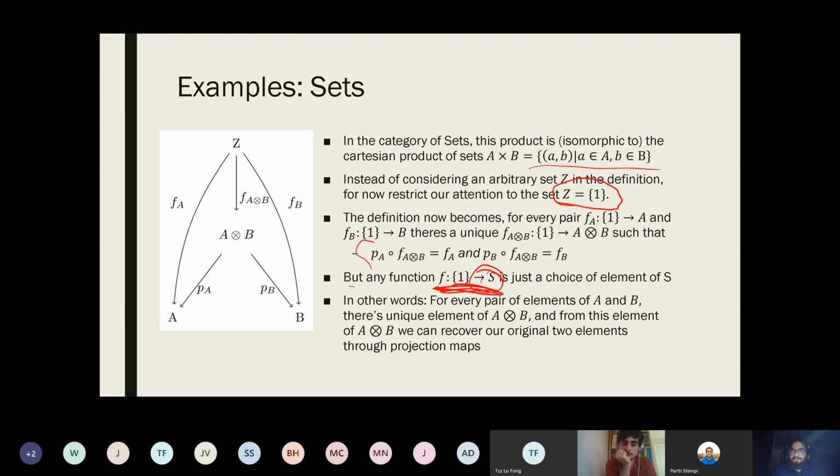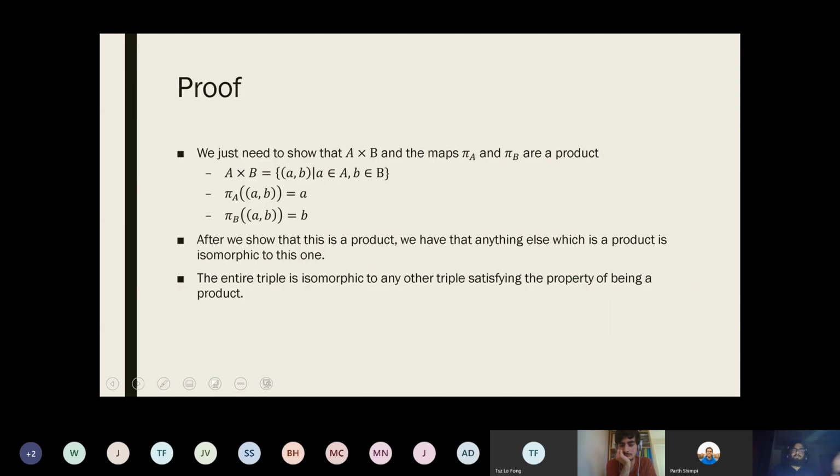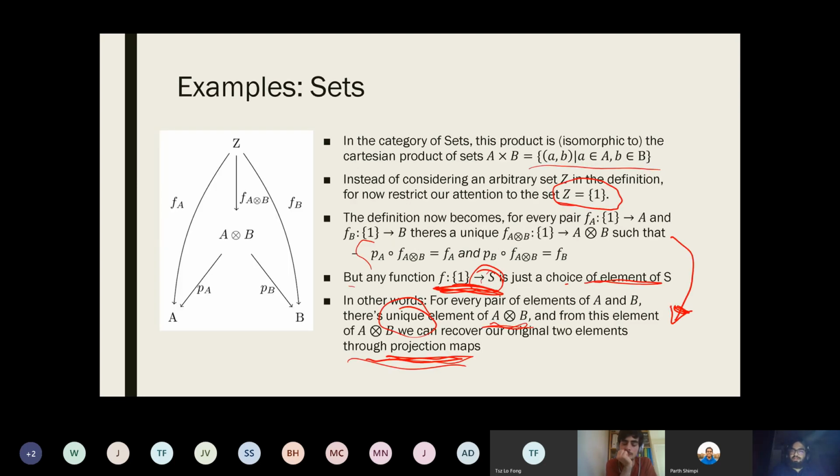So if I rephrase the previous definition, instead of a function from the singleton to A, in terms of this new language, a choice of element, we get: for every pair of elements of A and B, there's a unique element of A cross B. And from this element, we can recover our original two elements through projection maps. You see how the uniqueness means there are no extra elements, and the projection maps encode all of the elements. And this works for sets because sets are determined by their points, but you can eventually prove that it works for all sets Z and not just singletons.